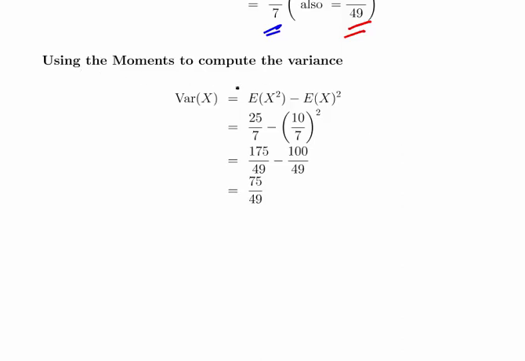And so we're going to use what we've calculated there to calculate the variance. The variance of X is equal to the expected value of X squared, the second moment, minus the expected value of X squared, which is the mean squared: 25 over 7 minus (10 over 7) squared. That works out to be 175 over 49, just as I remarked up there, minus 100 over 49, and that ends up as 75 over 49. So that's it there, that's it all done.